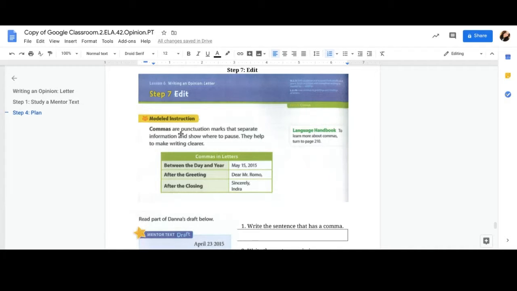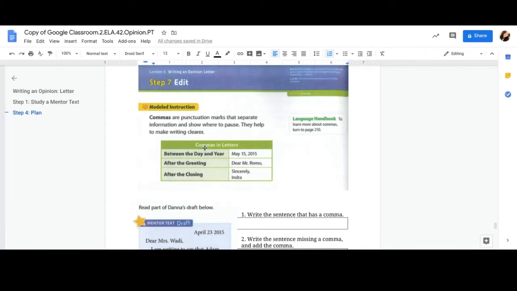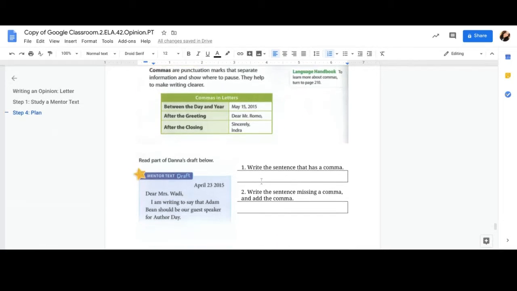So, commas are punctuation marks that separate information and show where to pause. They help to make writing clearer. You will use commas in letters between the day and the year, after the greeting and after the closing. Notice I should see at least 3 commas in your writing response.